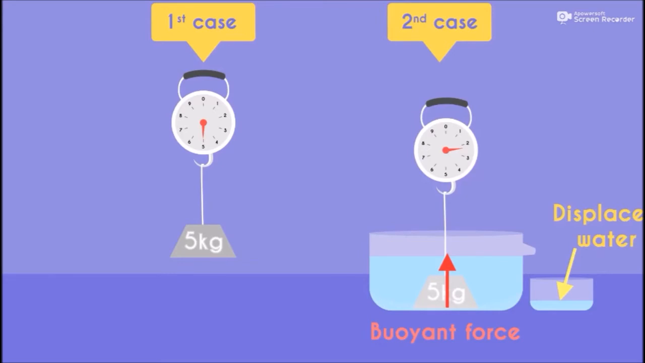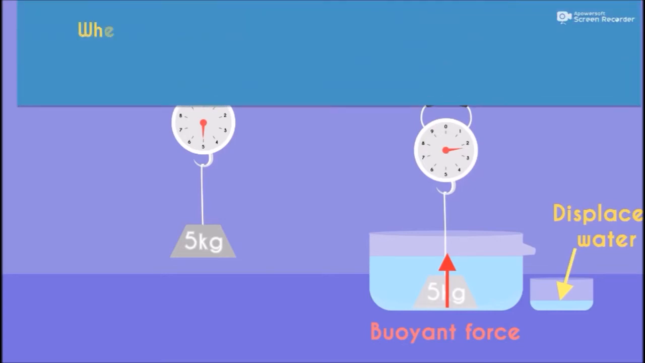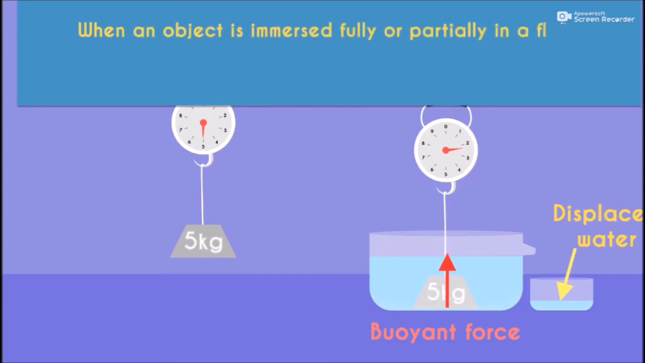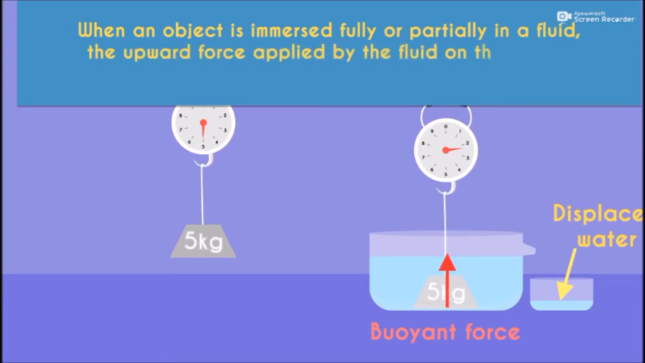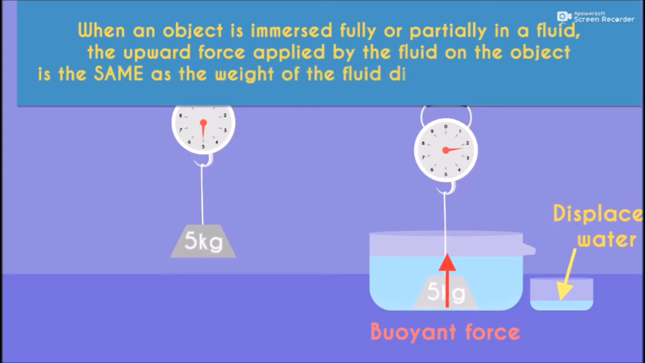Now, in this context, we can say that the weight of this displaced water is equal to the magnitude of the buoyant force acting on the object. That's the Archimedes principle. It says that when an object is immersed fully or partially in a fluid, the upward force applied by the fluid on the object is the same as the weight of the fluid displaced by the object.